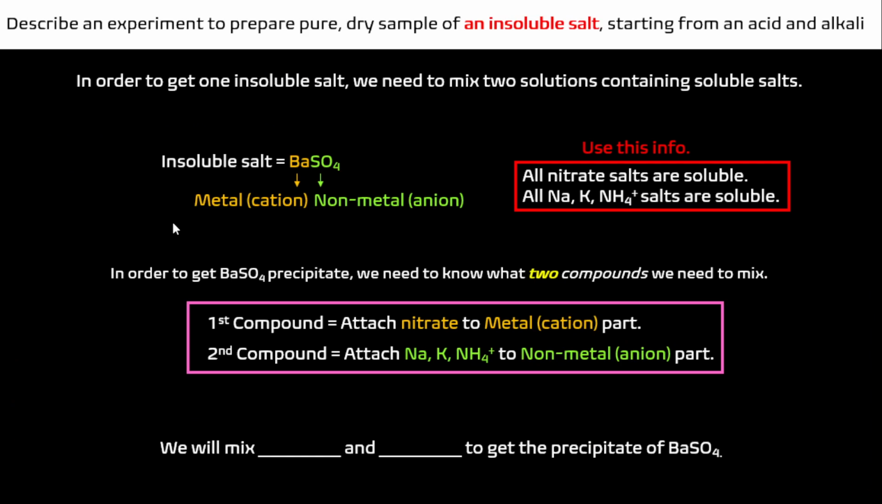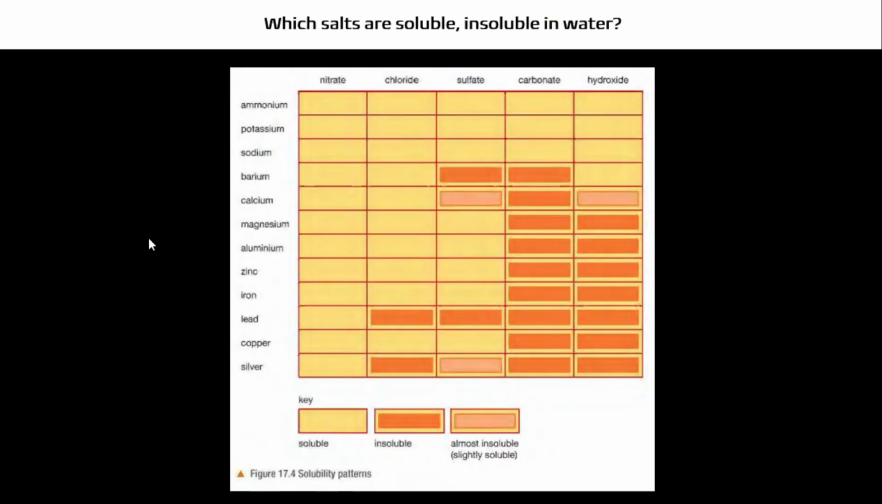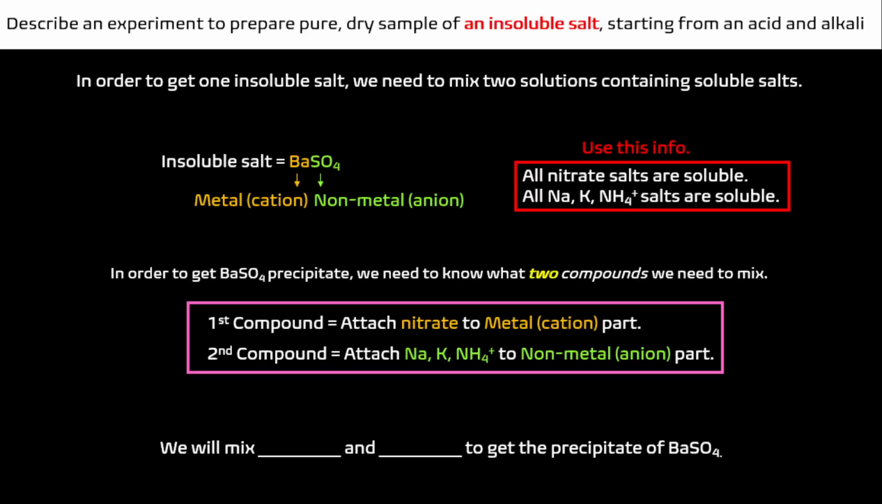So now comes the insoluble salt part. If we want to prepare an insoluble salt, which is essentially all of these salts, these are the insoluble salts here. If we want to prepare the insoluble salts, we need to mix two solutions containing soluble salts. Remember, we need to mix two solutions which contain soluble salts.